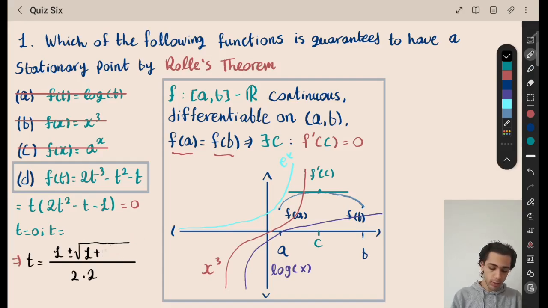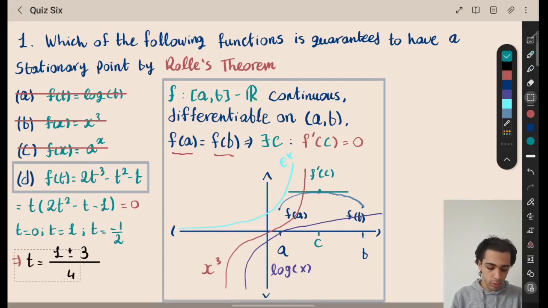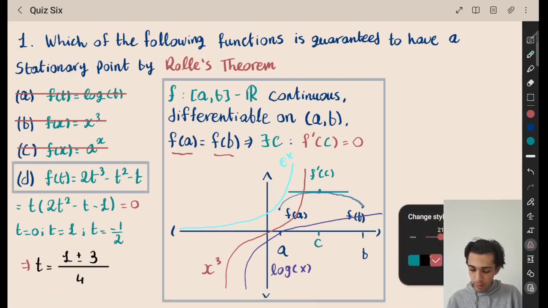4 times 2 is 8. 8 plus 1 is 9. And the square root of 9 is 3. So I'll leave this as it is. I won't simplify it any further. Okay, maybe I'll write 4 in the denominator. So this gives me two solutions. It gives me 1 plus 3 divided by 4, which gives you 1. You can also check that it's a root by plugging in 1. And you can also get t is equal to minus half. 1 minus 3 is minus 2, and minus 2 over 4 is a negative half.